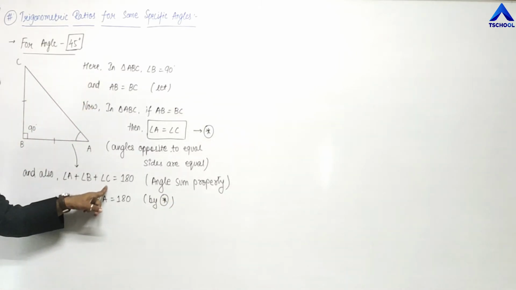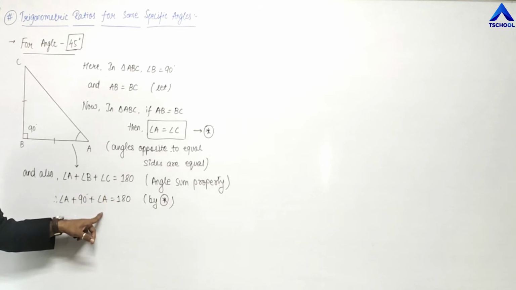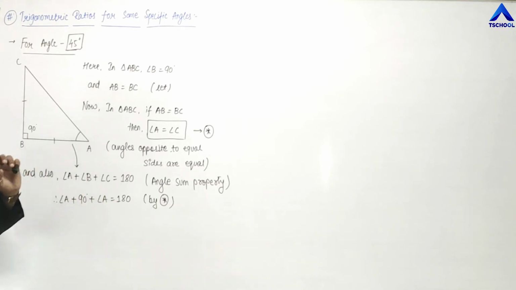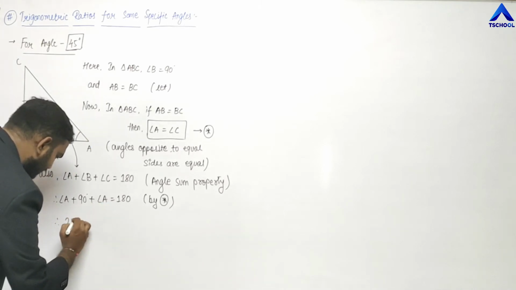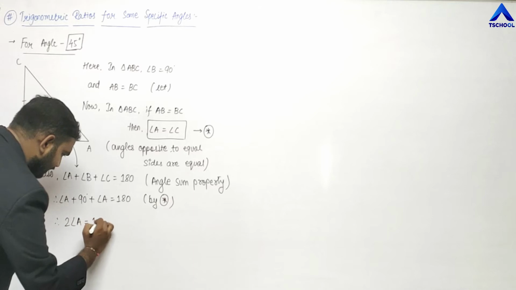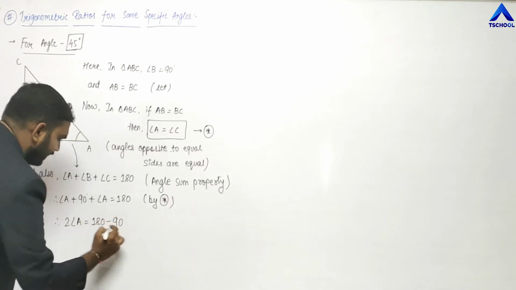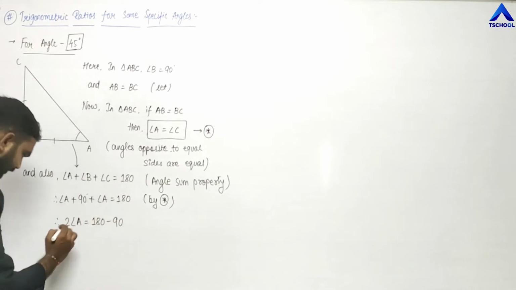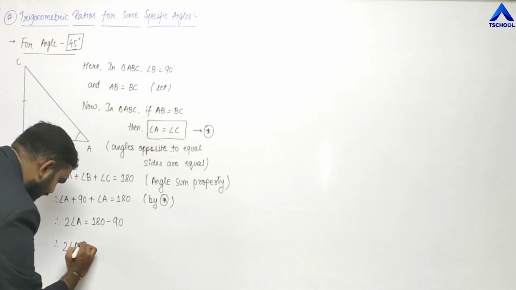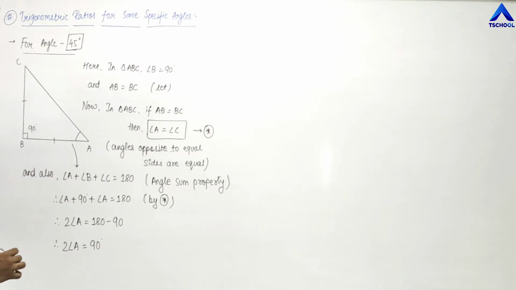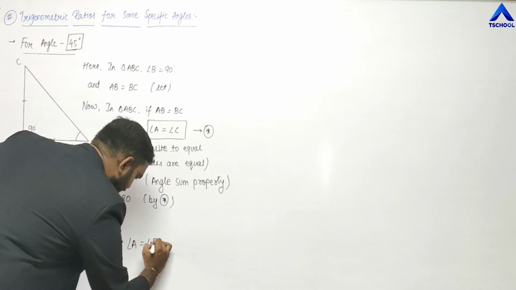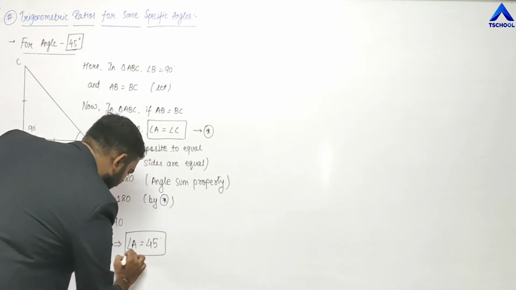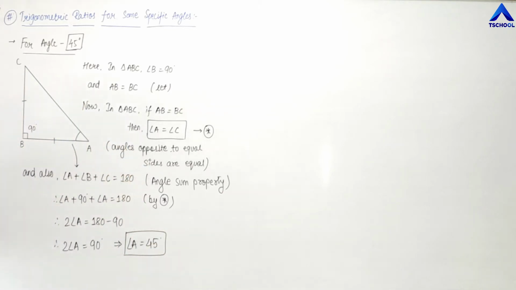Star, that means in place of angle C, I have replaced angle A, and angle B equal to 90 is already replaced. Therefore angle A plus angle A, that is 2 angle A, is equal to 180 minus 90. This 90 will go on the other side. Therefore 2 angle A is equal to 90 degrees, and this implies angle A is equal to 45 degrees. Right? Angle A is equal to 45.